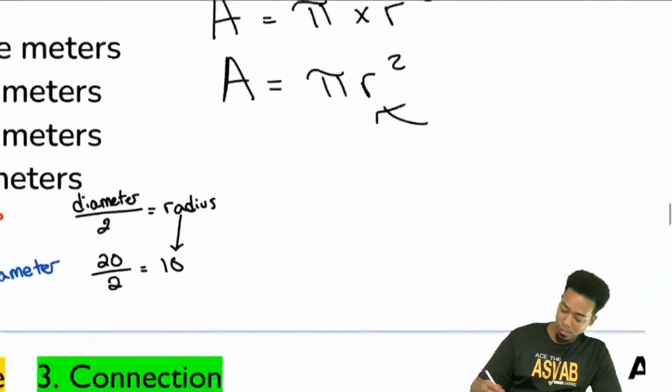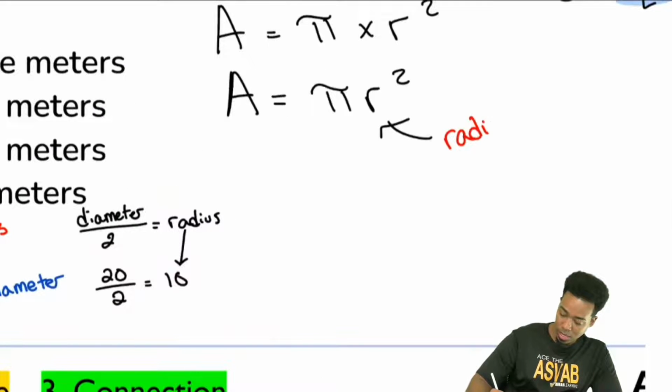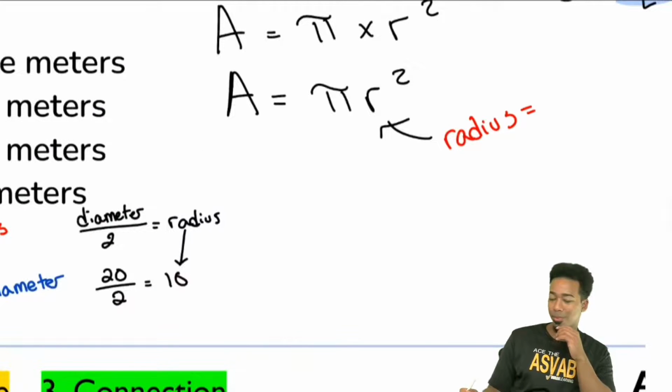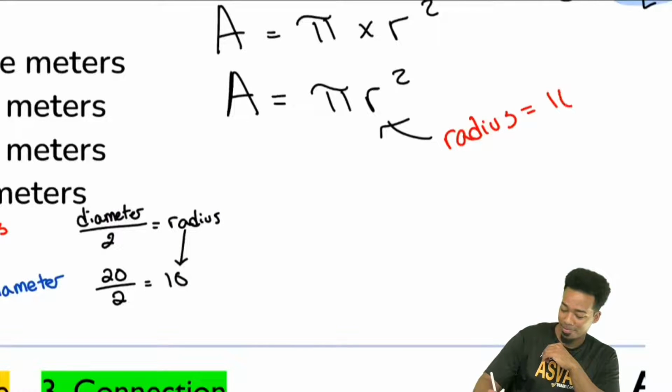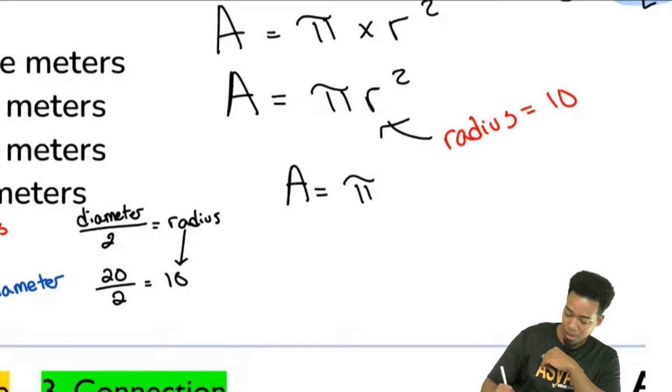And so here, the radius that we're using is going to be what again? Who remembers? Radius is going to be what? 10. And so we'll plug that in. Area equals pi times 10 squared.